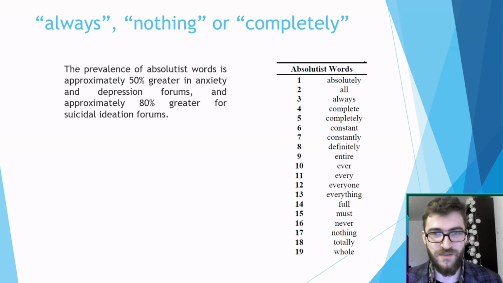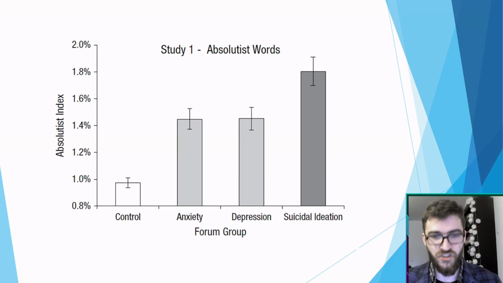You have the list on the right. If you'd like to, you can pause the video and just have a look. But what they essentially did show is this graphed out difference, right? The difference between the control group, which did not exhibit any of those issues, and the groups that were actually affected by those factors was significant, right? You can see that those are almost twofold differences in the number of absolutist words used by the people with suicidal ideation, and about 40-50% more in people with anxiety and depression.